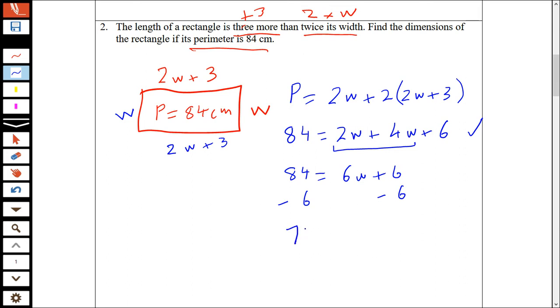It's going to give me 78 is equal to 6W. Right, then I can divide both sides by 6. Okay, they cancel. So that'll give me W is equal to, so put your calculator on and work out what 78 divided by 6 is. It should be 13. And that's centimetres.